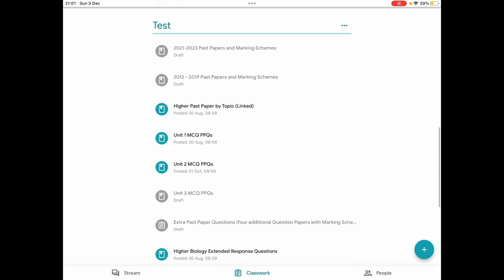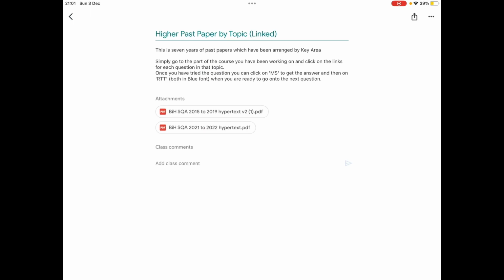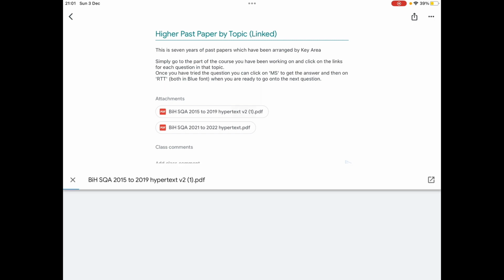And again, as with National 5, we've got the test bit. So if you've been through the learn and check materials for the key area that you're working on, or if you're already doing well in a particular key area, you'll go straight to the test section. Again, we've got Higher past papers by topic, we'd say by key area, of course. And these go from 2015 to 2019 and also 21-22 as well.